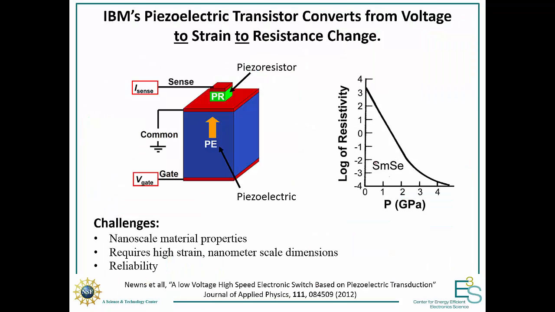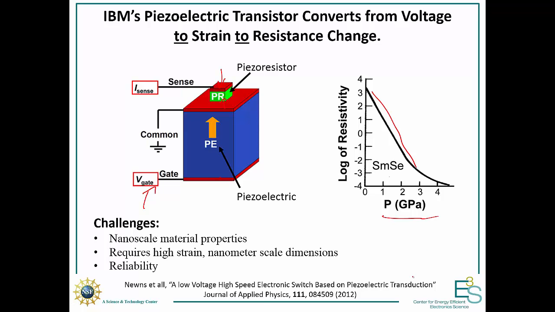So this device is IBM's piezoelectric transistor. The way it operates is you apply this voltage on the gate, this piezoelectric will expand and squeeze this piezoresistor. And you can actually get orders of magnitude of change in resistance as you vary the pressure on it.